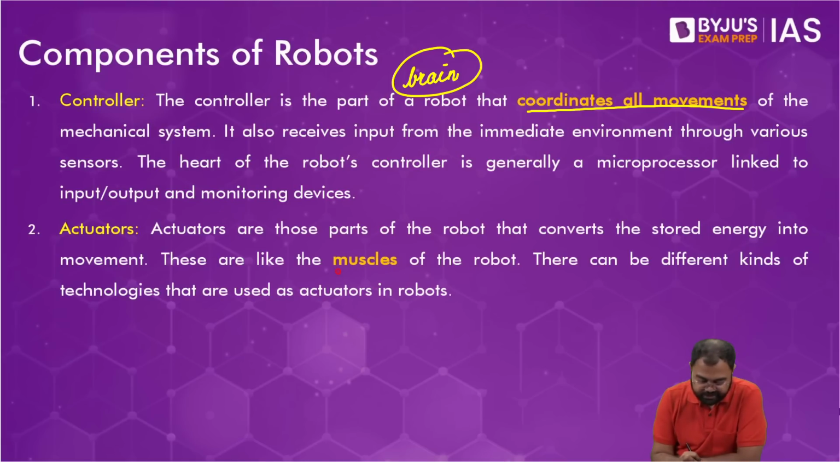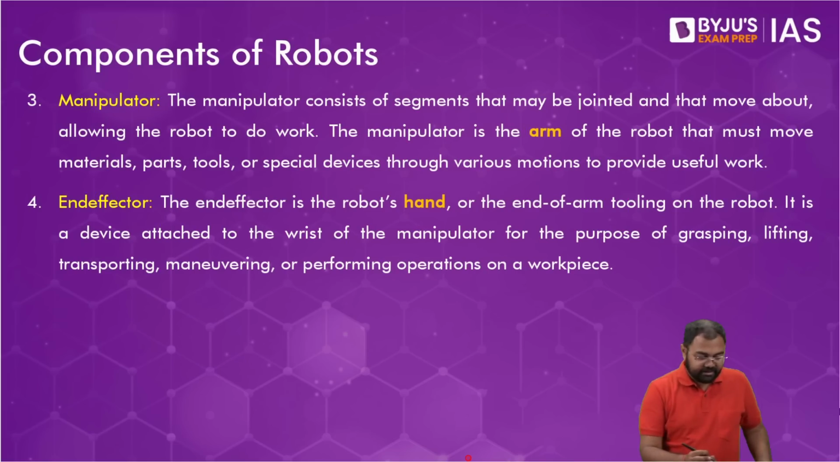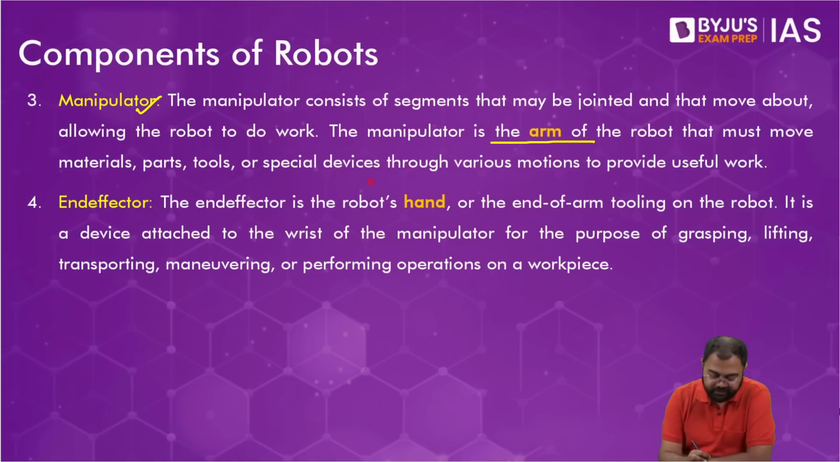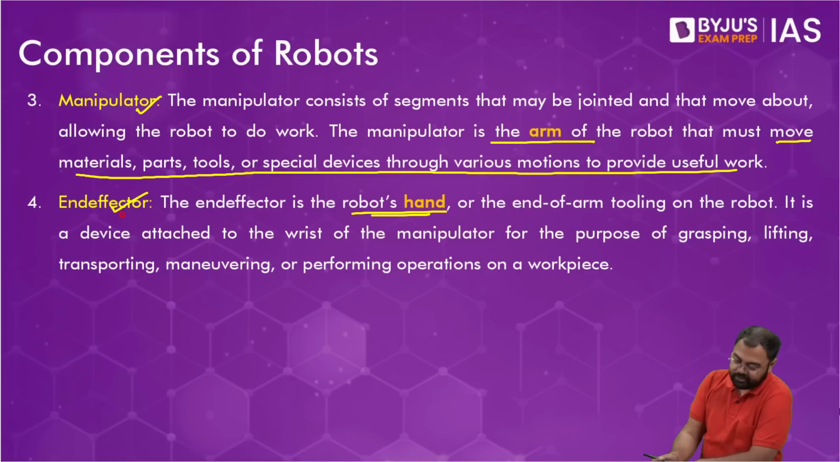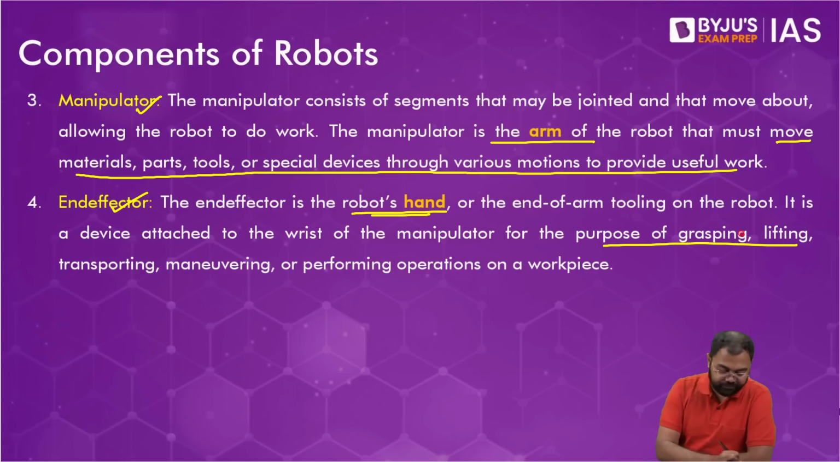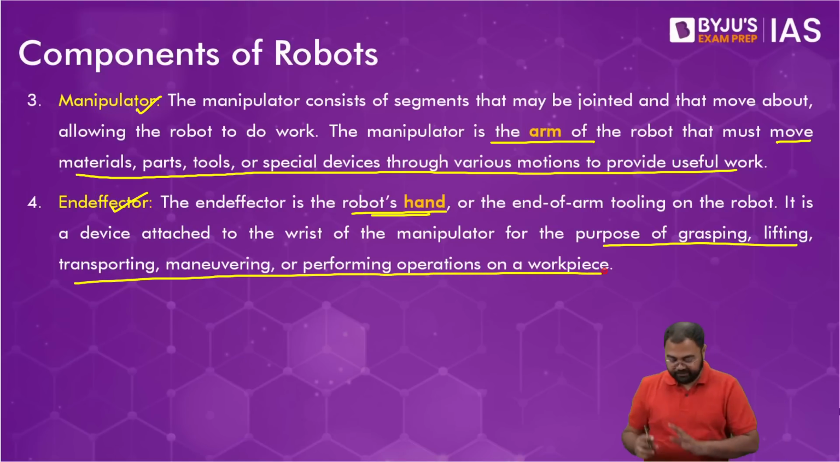Then we have the actuators. We discussed that these are like the muscles of the robot, and they convert the stored energy into movement. That is the role of actuators. Then we have the manipulators, which are like the arms of the robot, and they help in movement of materials, parts, tools, or special devices through various motions to provide useful work. Then we have the hand of the robot, called the end effector, and grasping, lifting, transporting, maneuvering, performing operations, all these things will be done by the end effector.